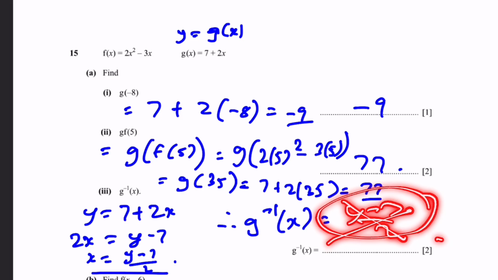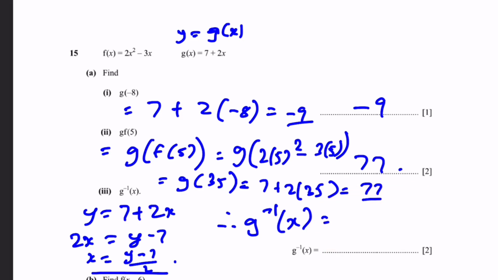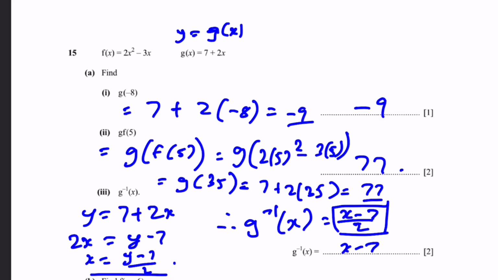This is wrong. It's a very common mistake, but remember that this is the wrong answer. And the reason is, it is g inverse of x. So the variable in the right hand side has to be x. And therefore, we just replace the y back with an x here. And now this is the correct answer. x minus 7 over 2, and that'll be our answer.